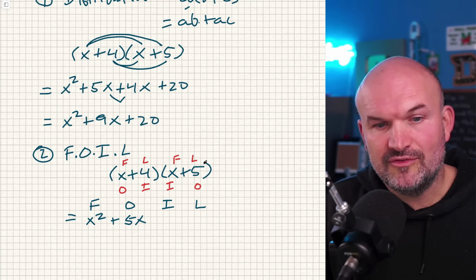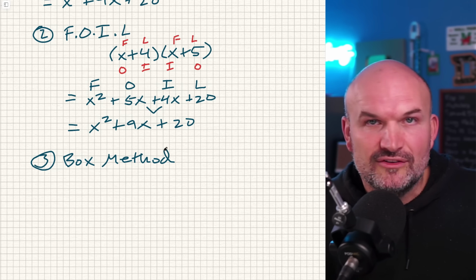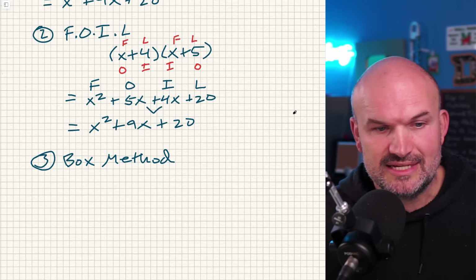Now, what about if you're that student that makes mistakes? This is my favorite method, okay? Now, again, for a binomial times a binomial, I would probably recommend either doing it in your head as you get through your experience or using the FOIL or distributive property process.